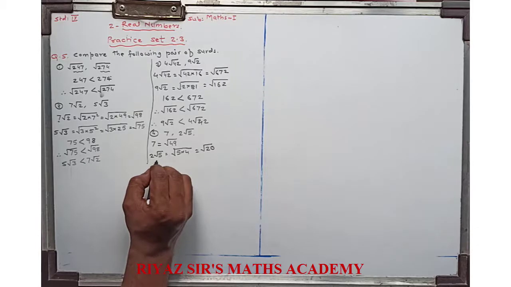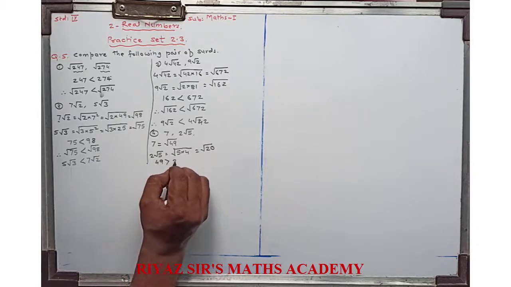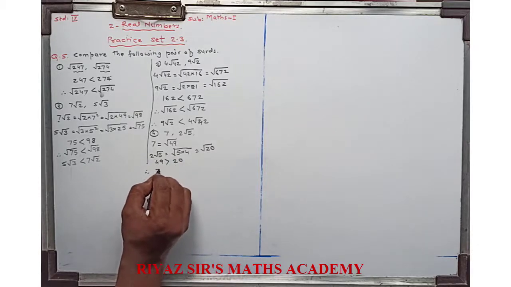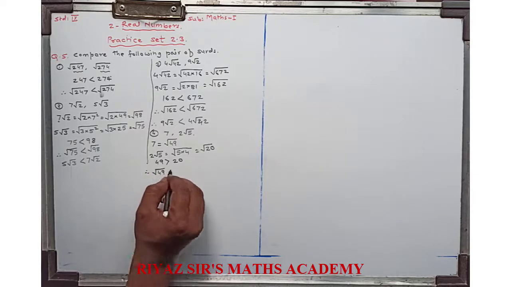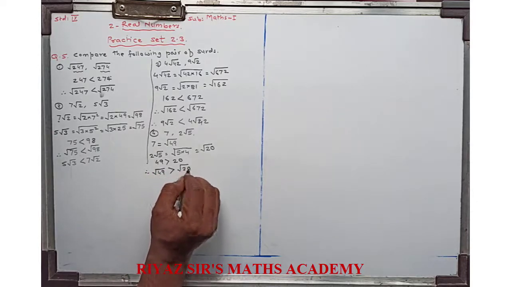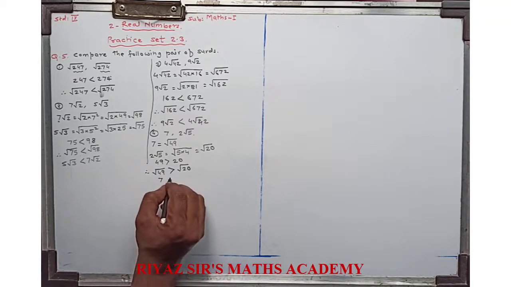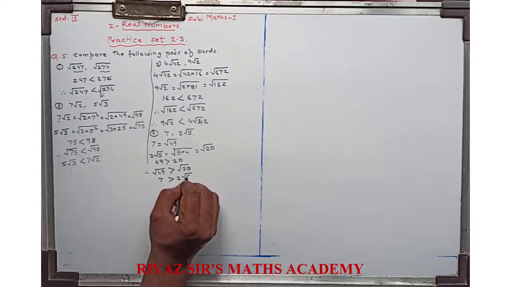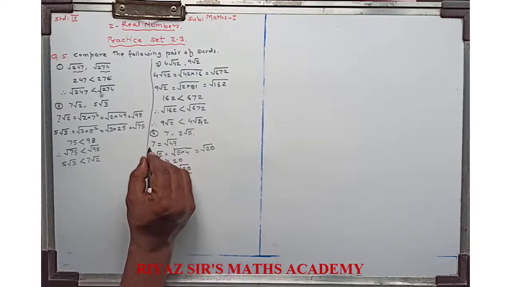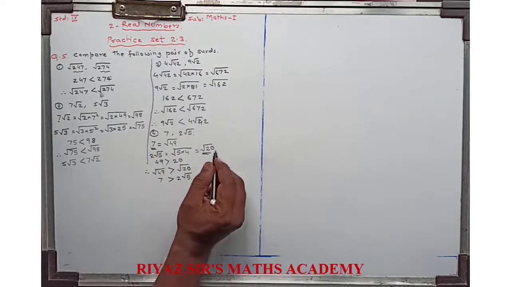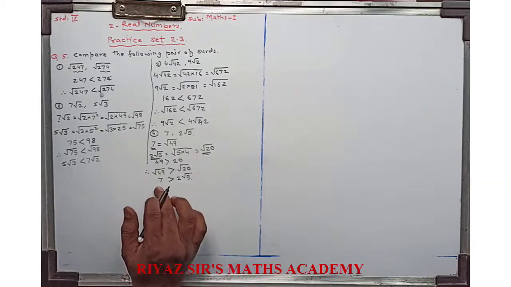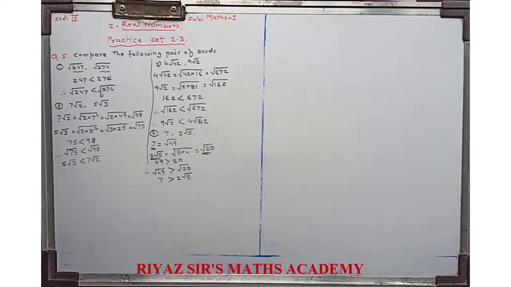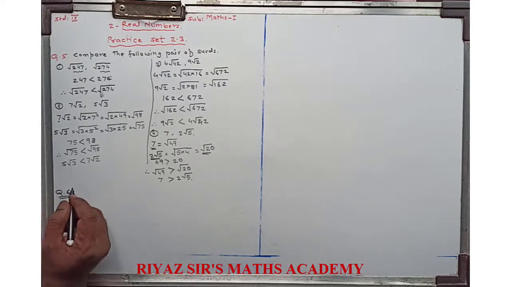Just compare them. So here 49 is greater than 20, right? And therefore root of 49 is greater than root of 20, and root 49 is nothing but 7, is greater than 2 root 5, because this root 20 is nothing but 2 root 5. So 7 is greater than 2 root 5. Okay, that is the comparison between two surds. So in this way we have to solve question number 5. Now the next question is question number 6 from practice set 2.3.